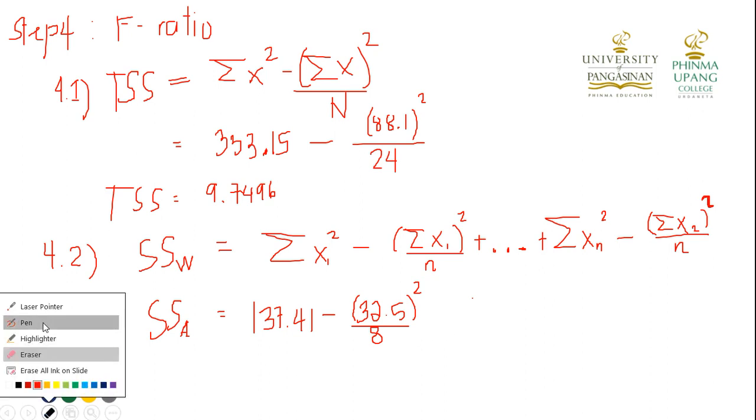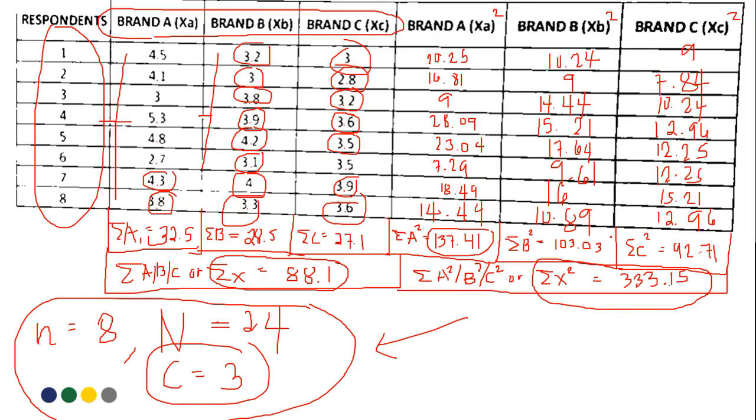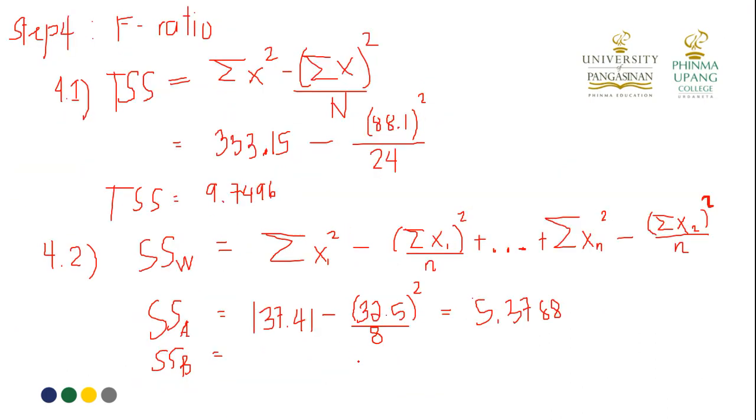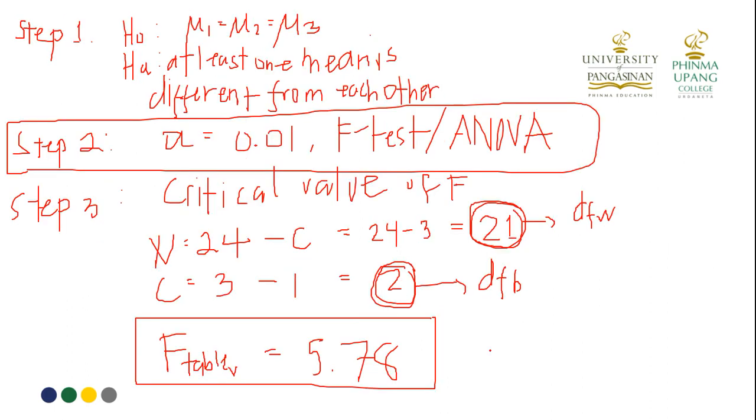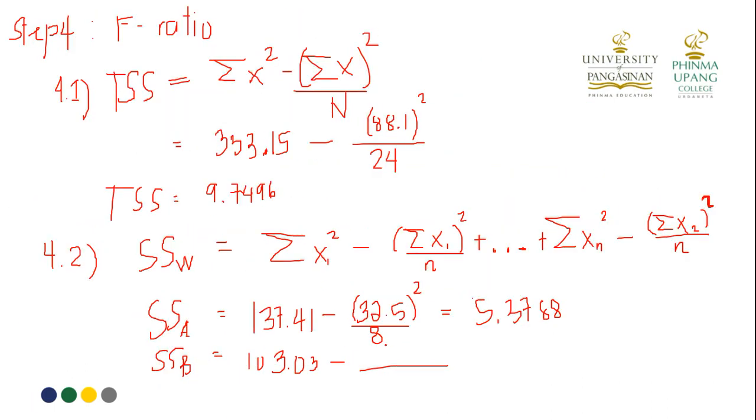So, ano yung 4 decimal places nito, guys? What is 137.41 minus 5.3788? Yan. Doon tayo sa SS ng B. So, yung SS ng B, 103.03 minus yung 28.5.